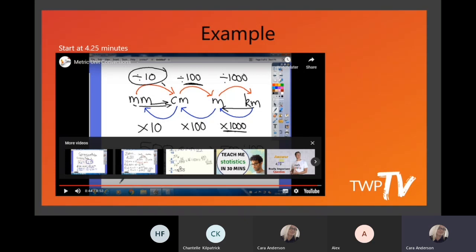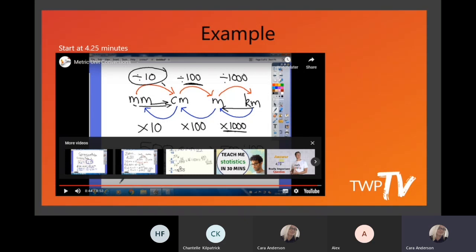Obviously, when you are going from millimeters to centimeters, in your head you're probably thinking, I need to times that because I'm going bigger. But remember, although millimeters is the smallest measurement, it's got the most in it. So that's where you divide. As you're going up in the distances, in terms of millimeters, centimeters, meters, kilometers, you're dividing. And then as you're coming back down, you're then timesing.